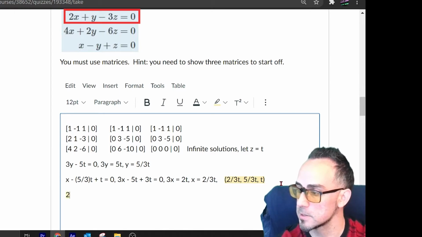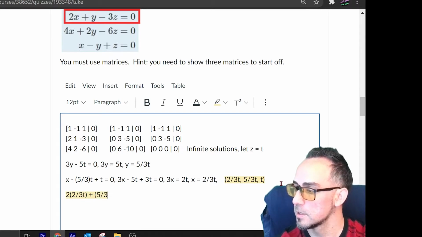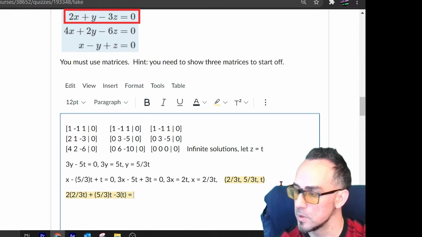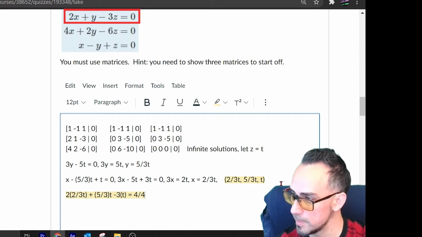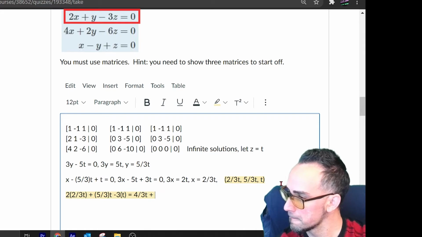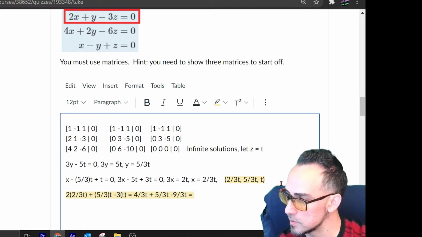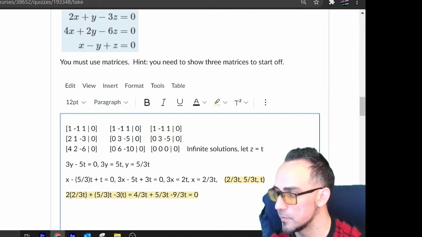2 times x, which is 2 over 3 t, plus 5 over 3 t, minus 3 times t should be equal to 0. Let's see if it equals 0. You get 4 over 3 t plus 5 over 3 t minus 9 over 3 t, which equals 0, because 5 plus 4 is 9, minus 9.